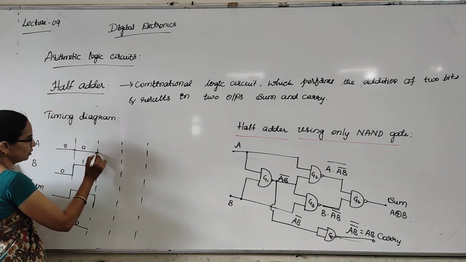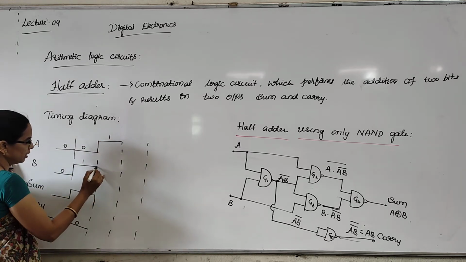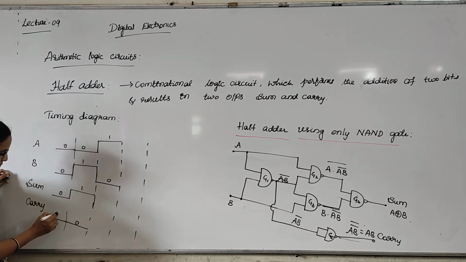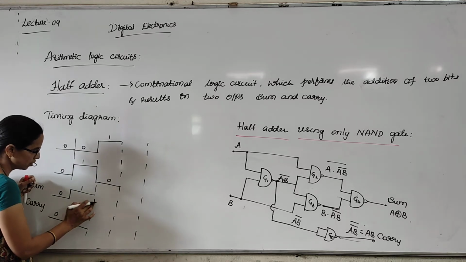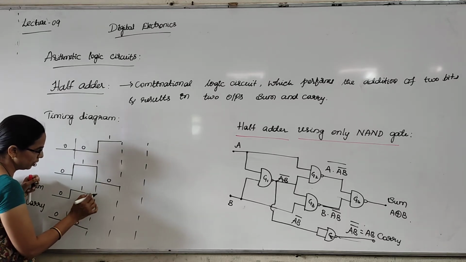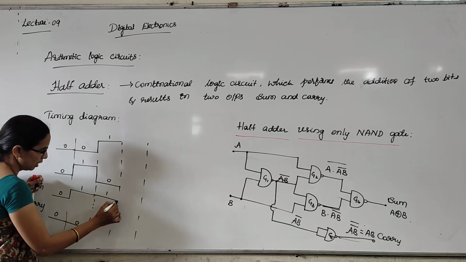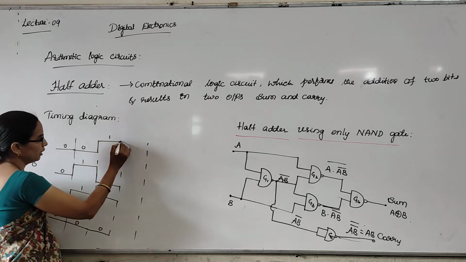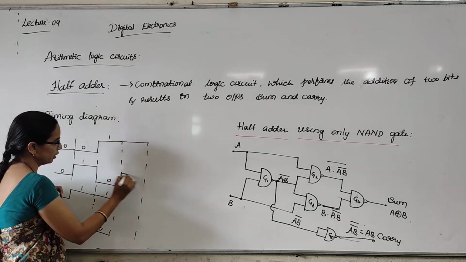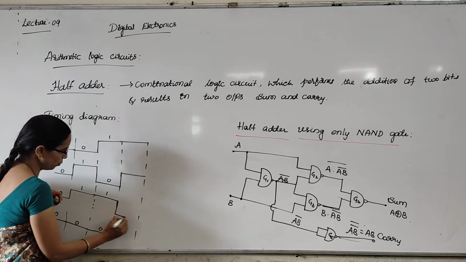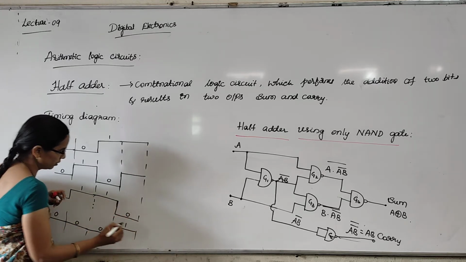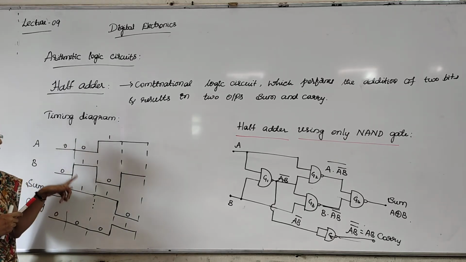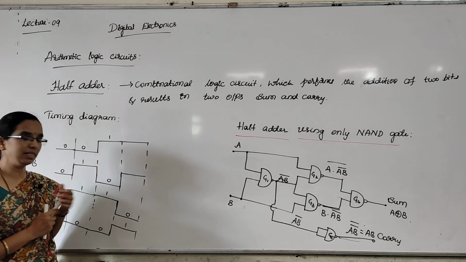For A is 1, B is 0, sum is 1 only, and carry is 0 only. For A is 1 and B is 1, sum is 0, carry is 1. So, you can draw the timing diagram looking at the truth table, that will be easy.